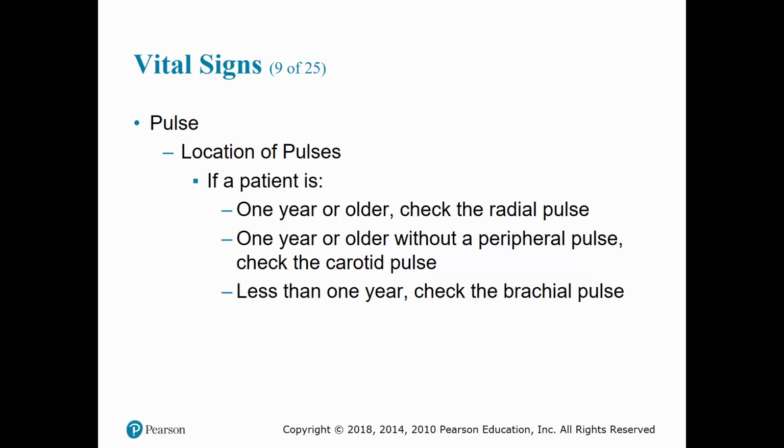When palpating your carotid pulse, make sure not to compress too hard because this could impede circulation to the brain. Never assess the carotid pulse on both sides at the same time, and avoid excessive pressure in elderly patients. If checking the pulse on a patient greater than 1, start with checking the radial pulse. If they are 1 year or older without a peripheral pulse, check the carotid pulse next, and if they are less than 1 year of age, check the brachial.